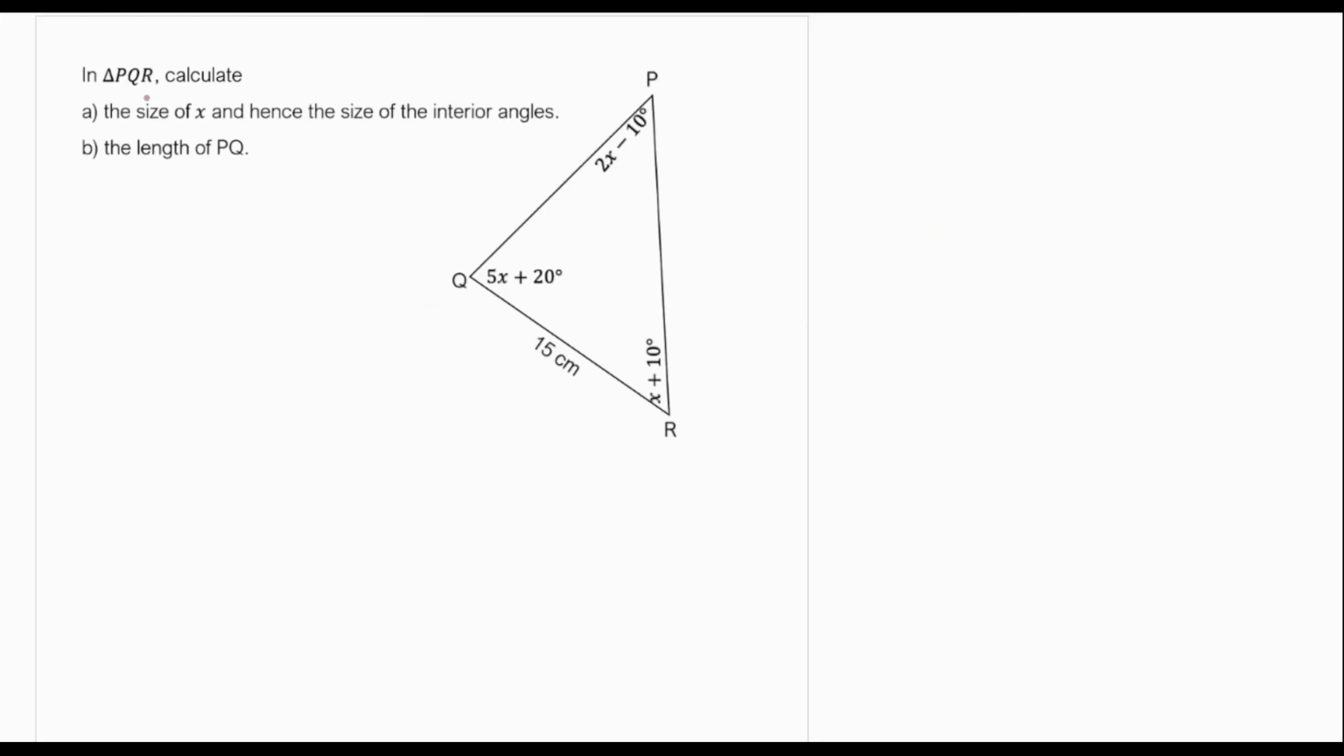Welcome back. In triangle PQR, calculate the size of x and hence the size of the interior angles, and thereafter find the length of PQ. That's what we're going to do.